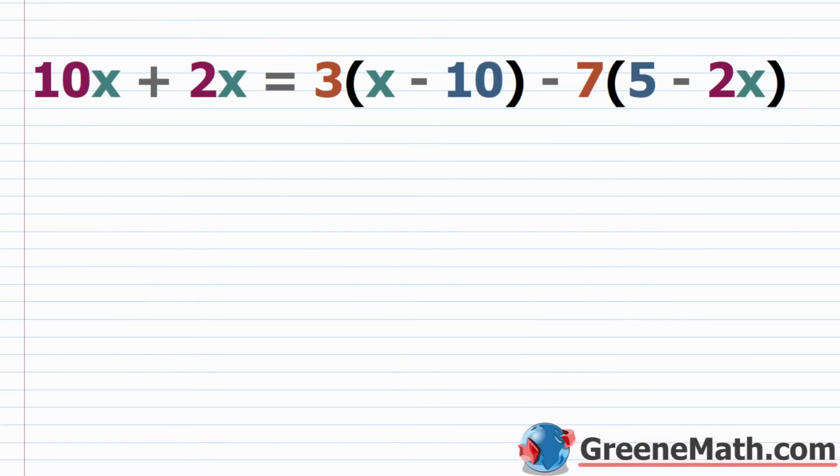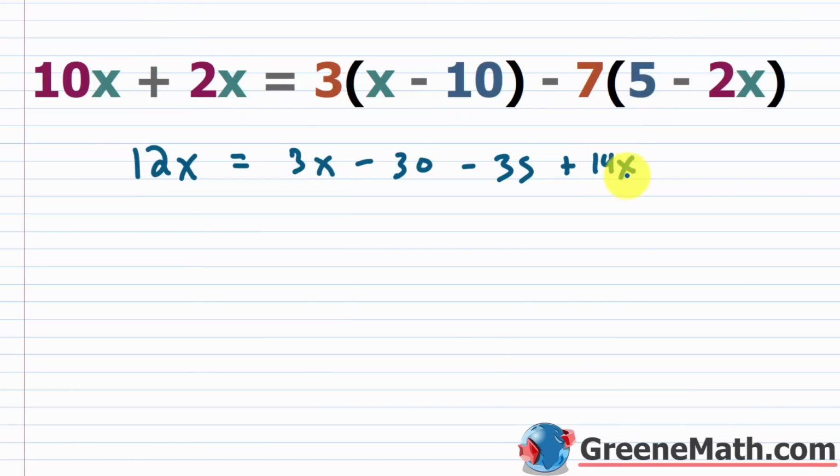So let's come down here. On the left-hand side, I know that 10x plus 2x would be 12x. So let's go ahead and simplify that. On the right-hand side, again, I can use my distributive property to remove parentheses. So I would have 3x, and then minus, this would be 30, right? So 3 times x is 3x, and then 3 times negative 10 is negative 30, or you could say minus 30. Then over here, I'm going to bring the sign with me. So I'm going to say this is negative 7 times 5, that's minus 35. And then negative 7 times negative 2x is plus 14x.